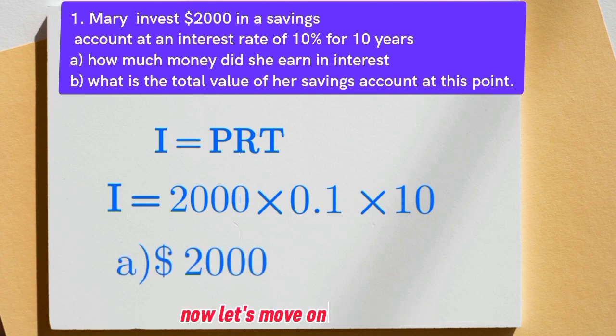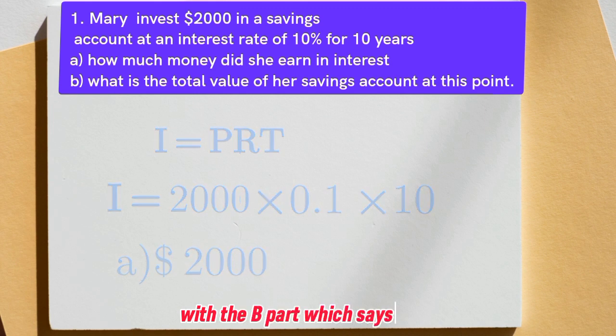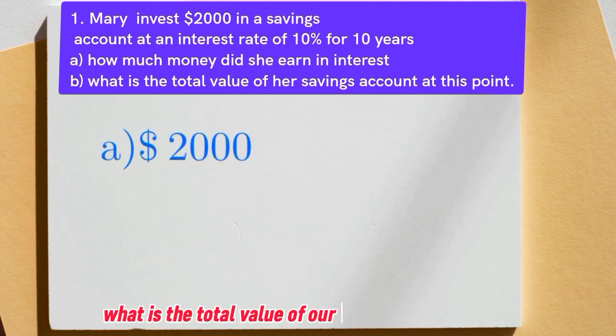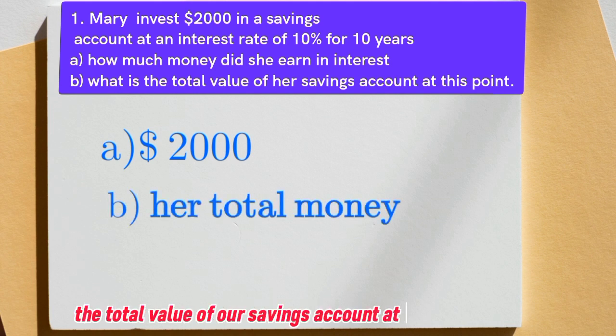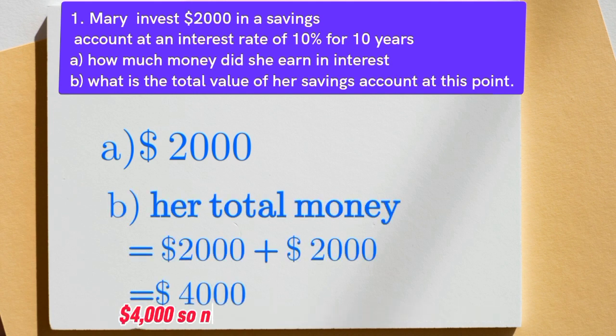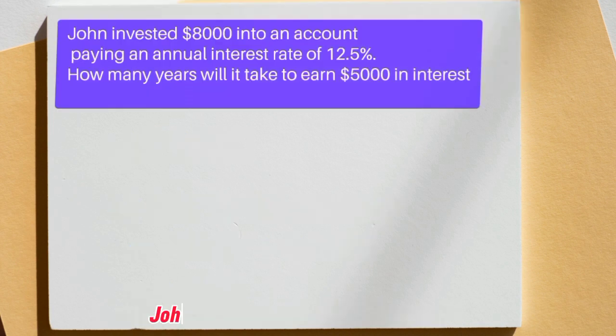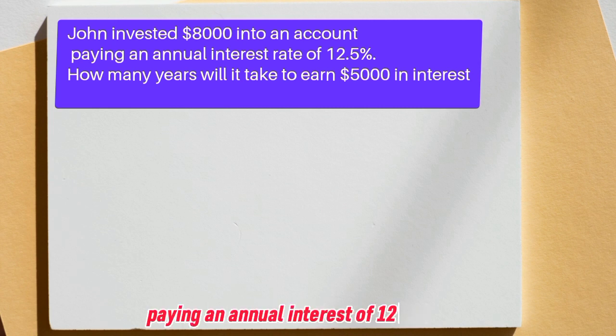Now let's move over to the B part, which says, what is the total value of her savings account at this point? So the total value of her savings account at this point is $4,000. So now let's take another example. This one goes like this. John invests $8,000 in an account paying an annual interest of 12.5%. How many years will it take John to earn $5,000 in interest?